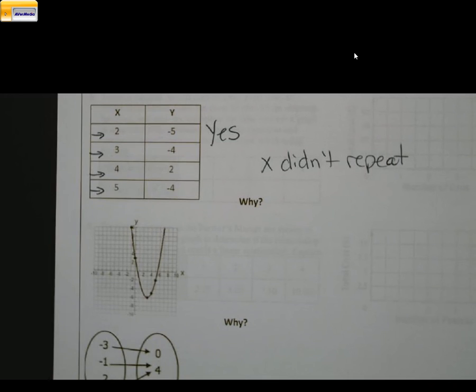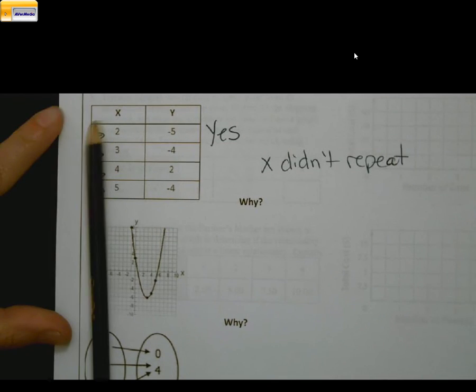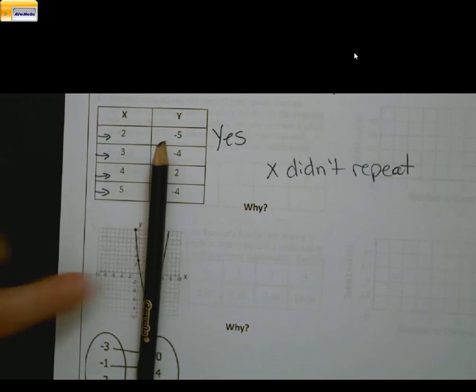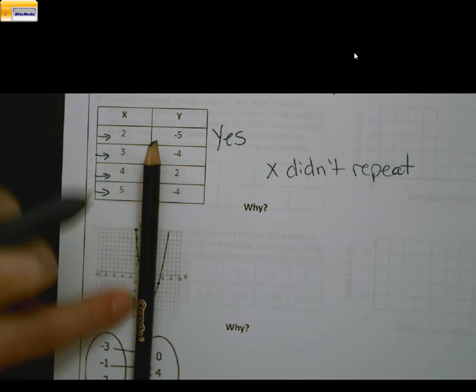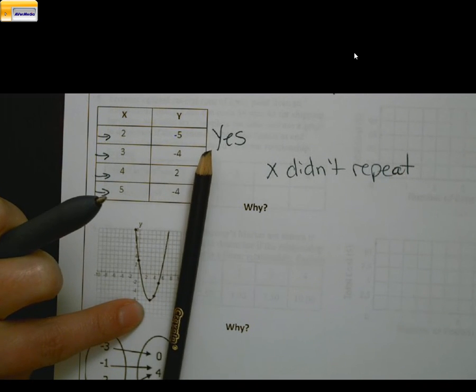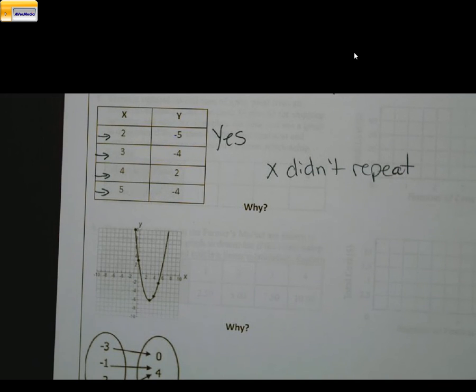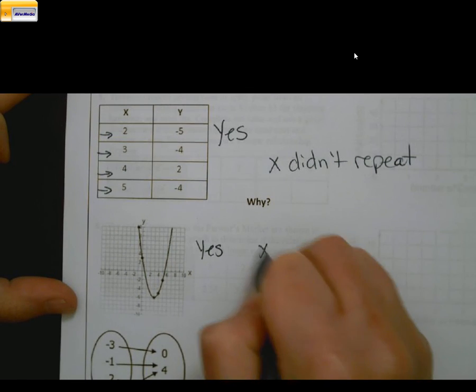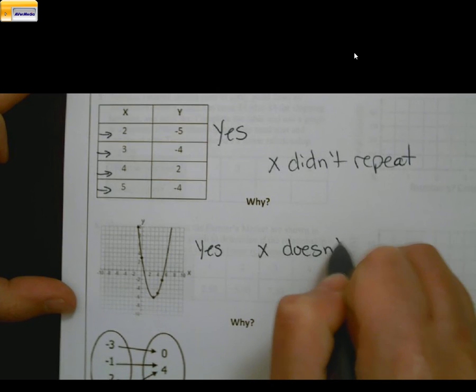So I'm going to take a pencil here and just kind of drag it across. The pencil's going to touch. I can see it touches right here and right here. But as I keep dragging it across, it doesn't touch in more than one place. So this one, yes, is a function because x doesn't repeat.